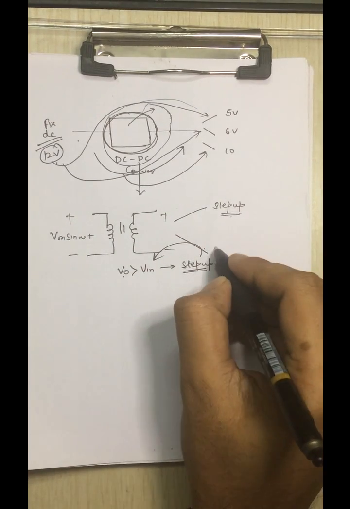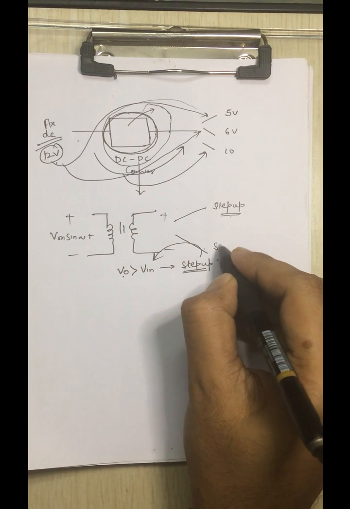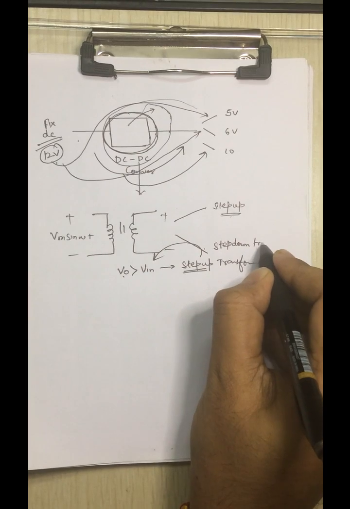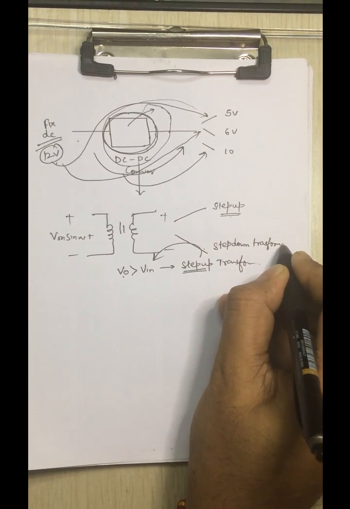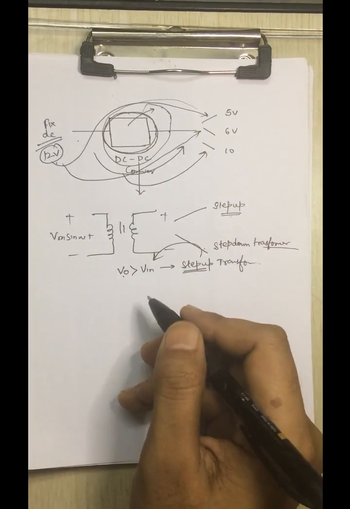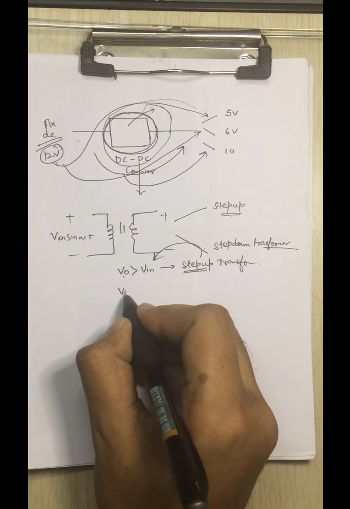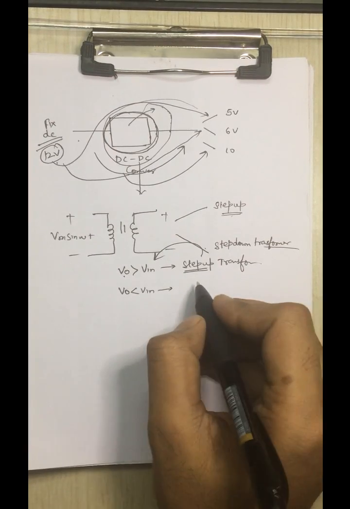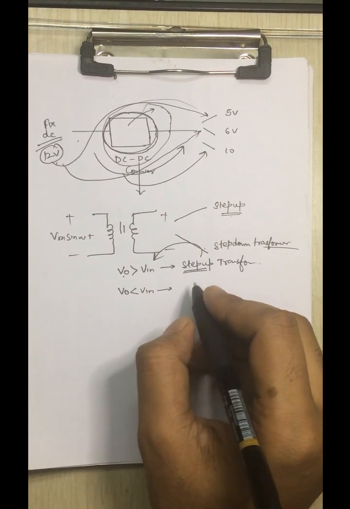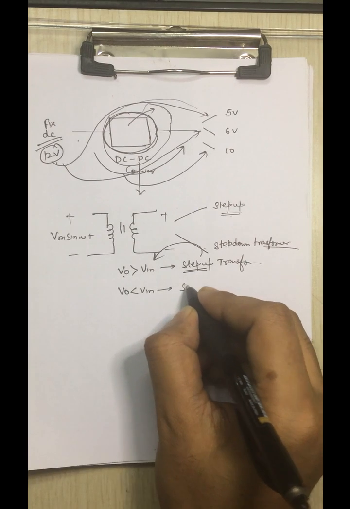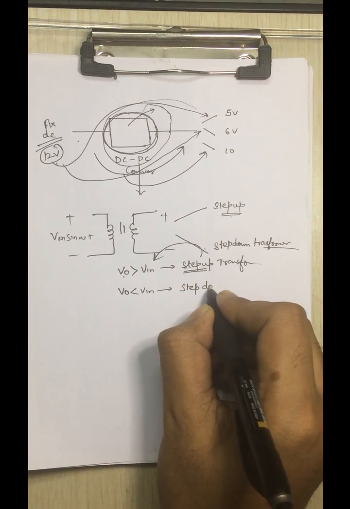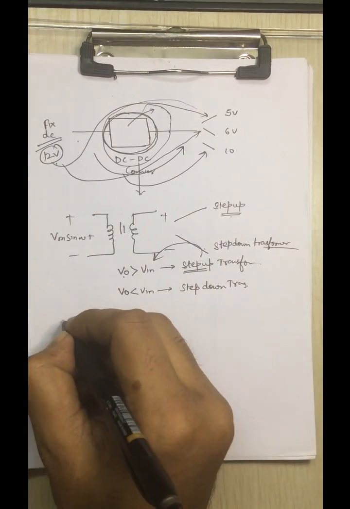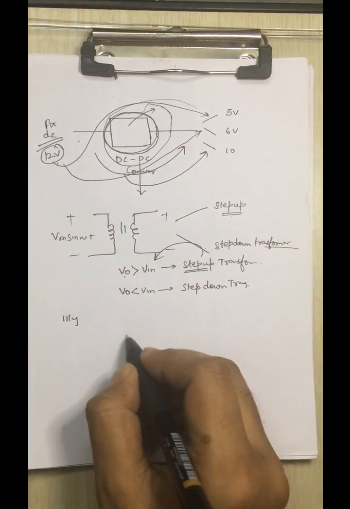Now another type of transformer is what? Step down transformer. In the step down transformer, the output voltage is less than the input voltage, and such a type of transformer is called a step down transformer. The same thing is happening in the case of a chopper also.